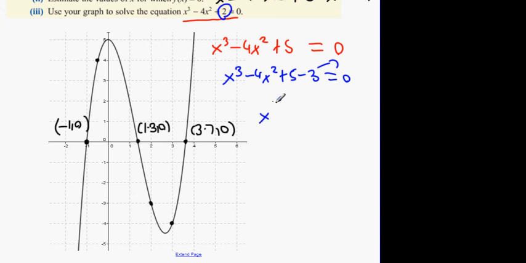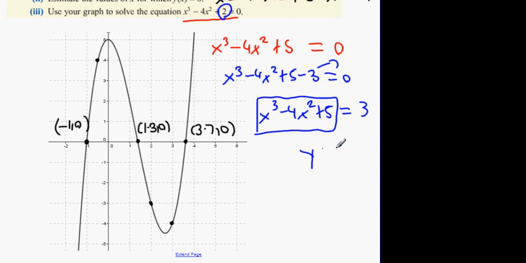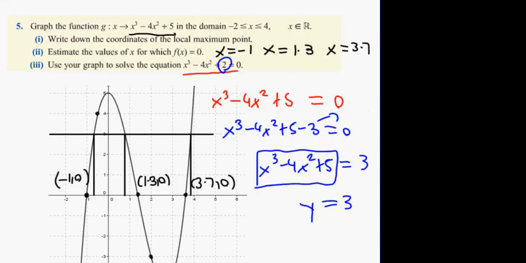X cubed minus 4x squared plus 5 equals 3. The graph I drew needs to be the same value as 3. So I'll go up to 3, and then I'll go straight down, and this is the answer to the question I'm being asked. Minus 0.7 for the first one, yeah. Second one is going to be 0.8, and the third one 3.8, 3.9. Okay. Sorry about that, lads. That one is confusing.